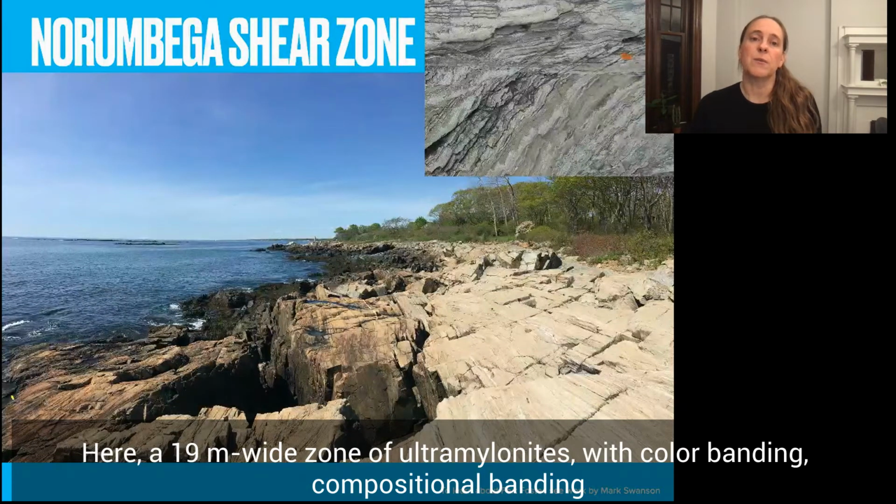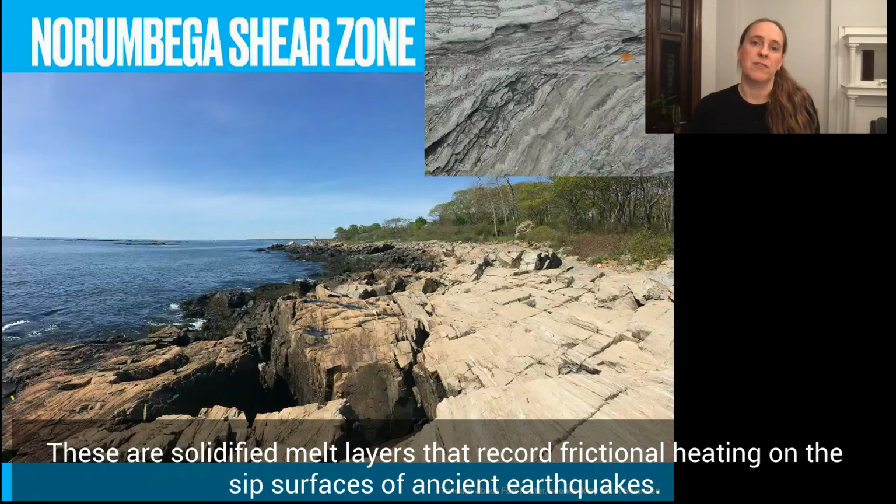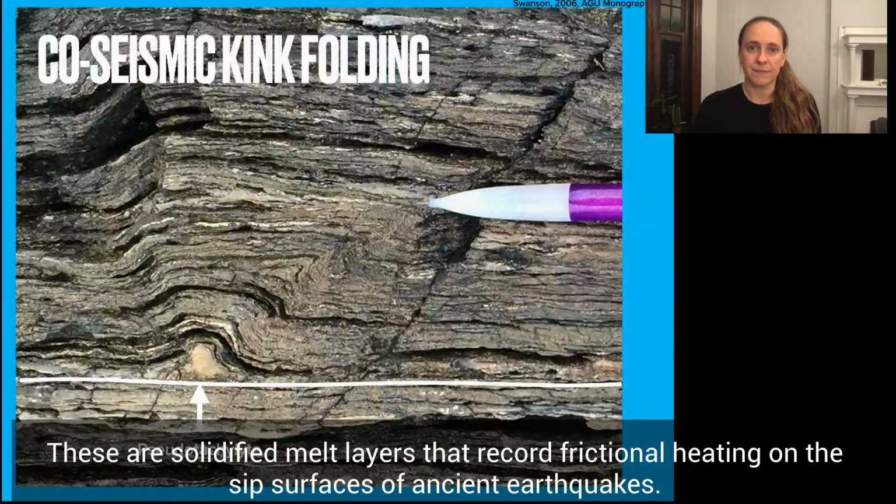Here, a 19-meter wide zone of ultramylonites with color banding, compositional banding on scales of about a millimeter, is shot through and offset by numerous pseudotachylites. These are solidified melt layers that record frictional heating on the slip surfaces of ancient earthquakes.